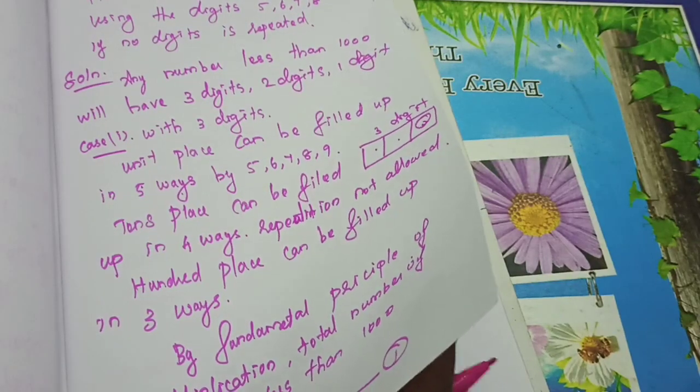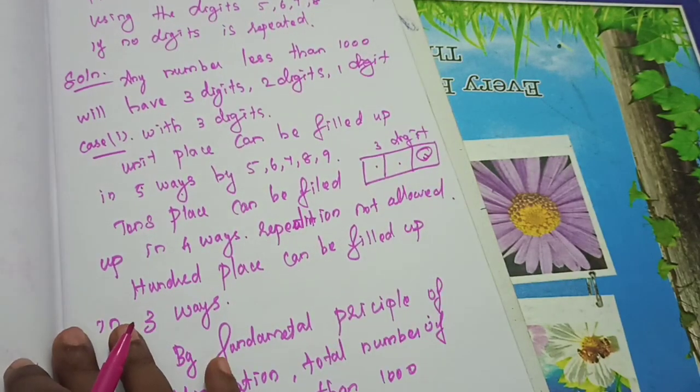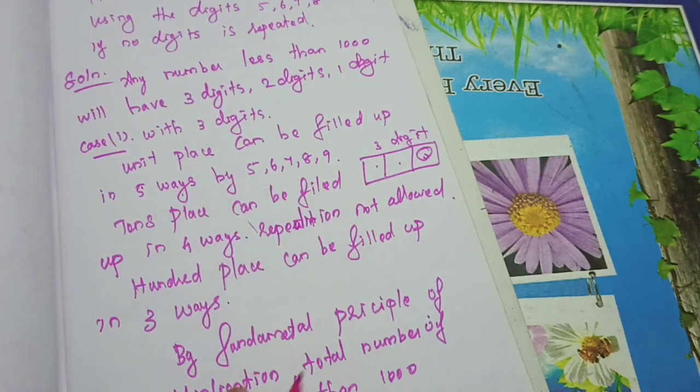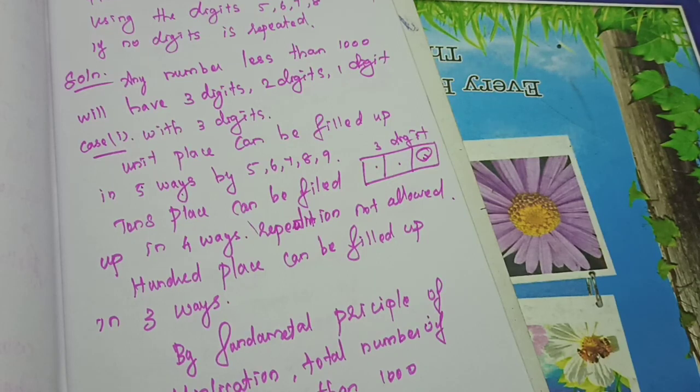In this problem of less than 1000, many students make the mistake of finding only the 3 digit numbers and leaving. Less than 1000 means there must be 3 digit numbers, 2 digit numbers and 1 digit numbers. Keep it in mind. You need to find everything, and finally add all the 3. Then you will get the answer.